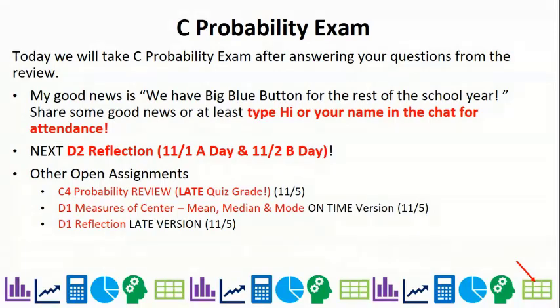Why is Big Blue Button a good thing? Oh, shoot. I have the wrong slide.